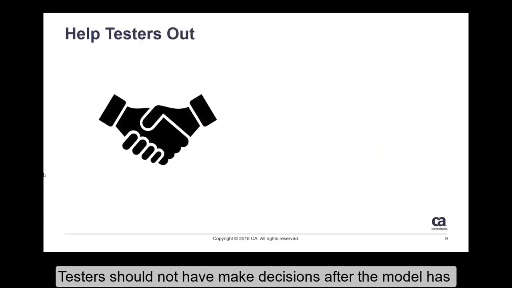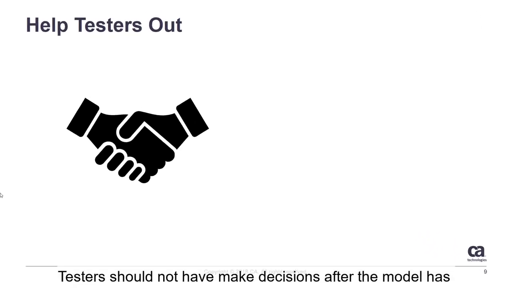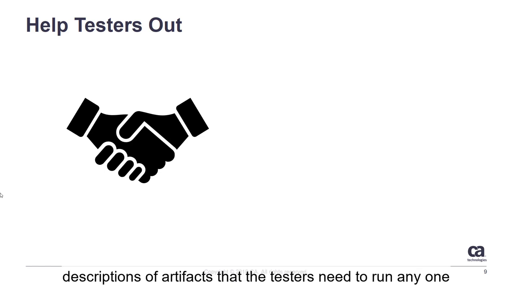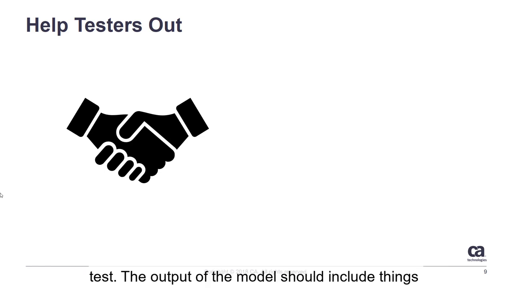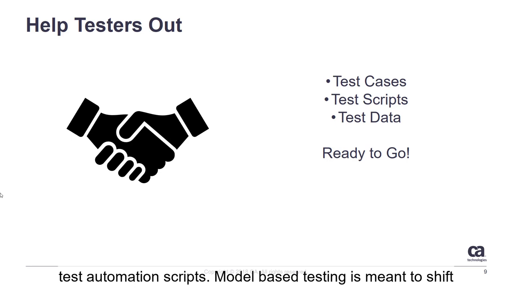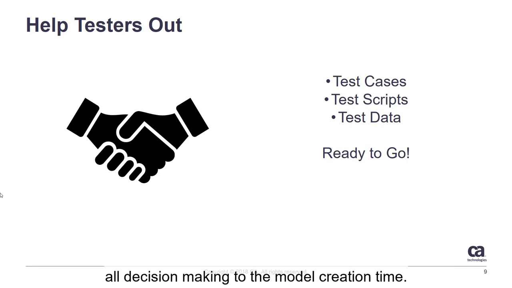Help your testers out. Testers should not have to make decisions after the model has been created. The model should produce all artifacts or descriptions of artifacts that the testers need to run any one test. The output of the model should include things like test steps, data, linked requirements or user stories, and test automation scripts. Model-based testing is meant to shift all decision-making to the model creation time.